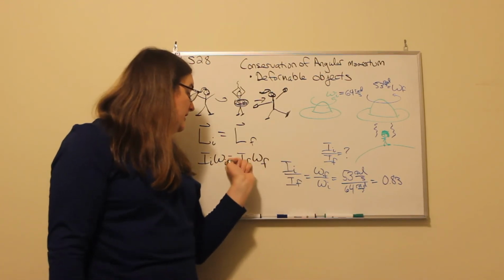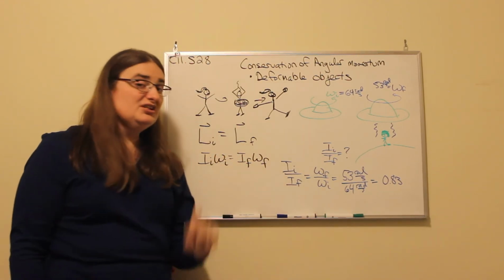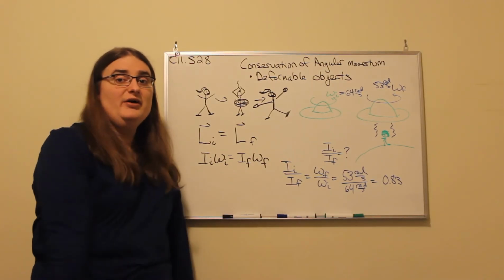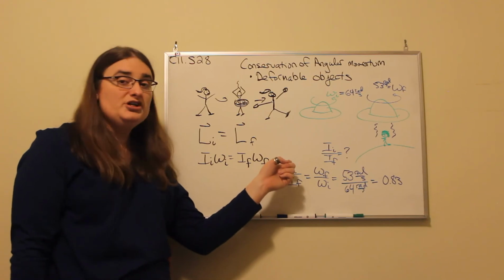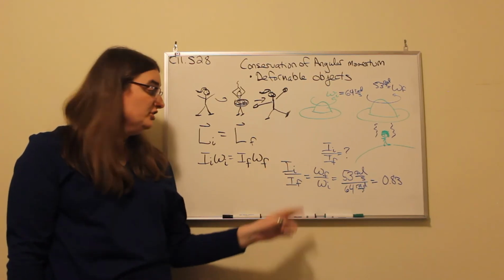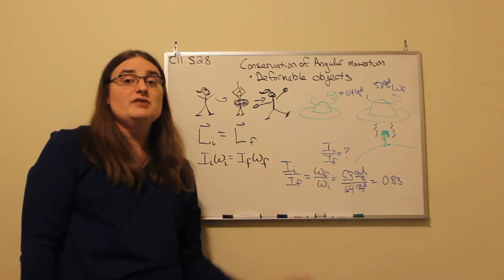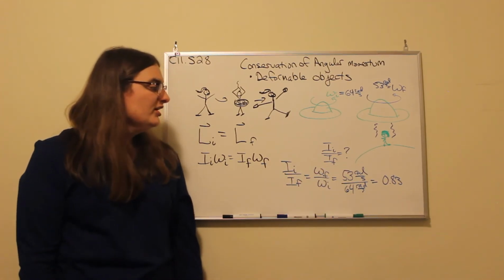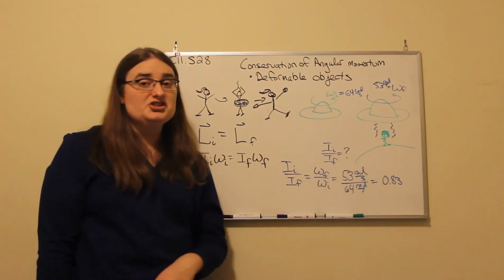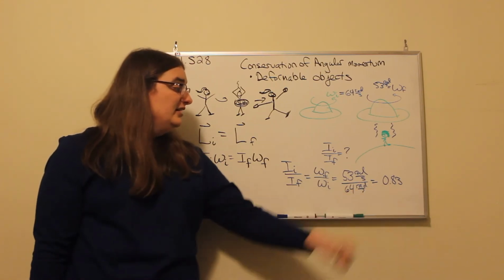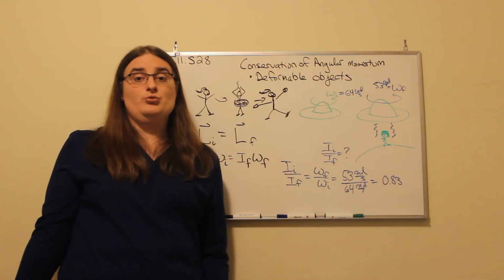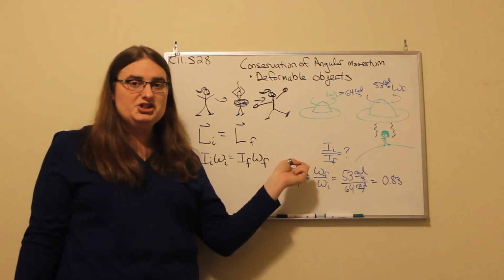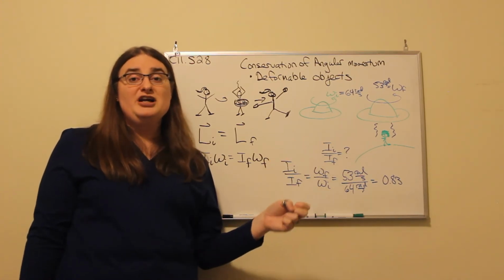Well, if the initial inertia times the initial angular velocity is the final inertia times the final angular velocity, then the ratio of initial inertia to final inertia will be the same as the ratio of the final velocity to the initial velocity. And 53 radians per second over 64 radians per second gives us a ratio of 0.83. So that means that the initial inertia is smaller than our final inertia.